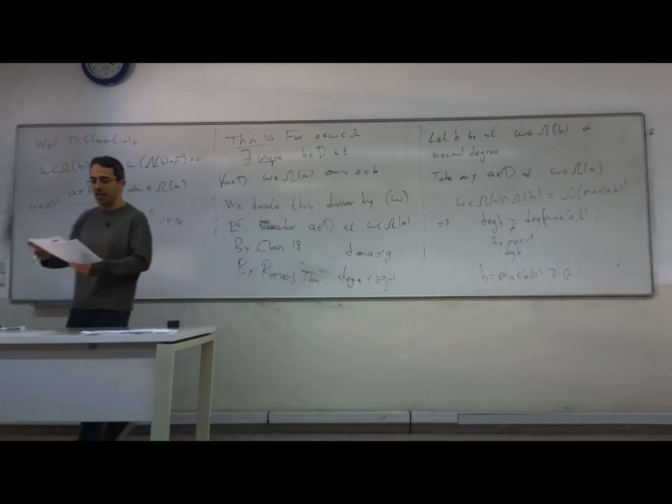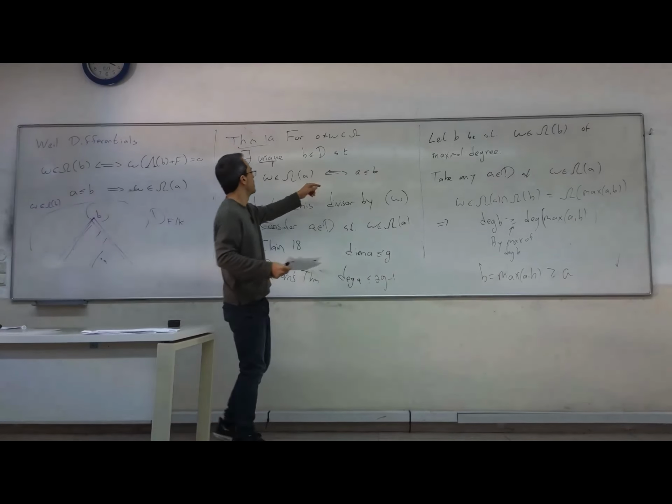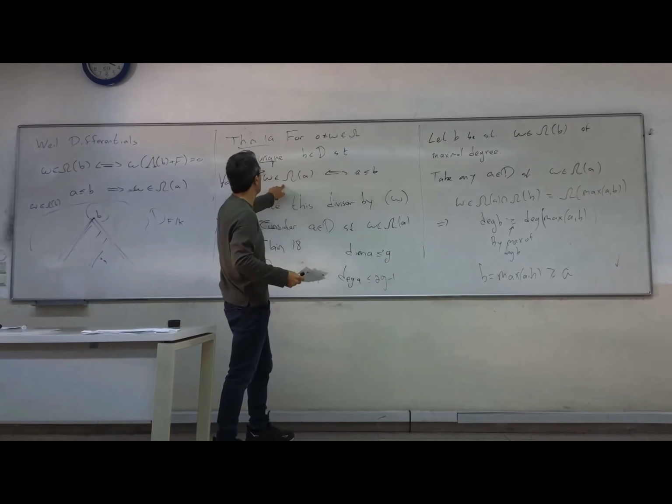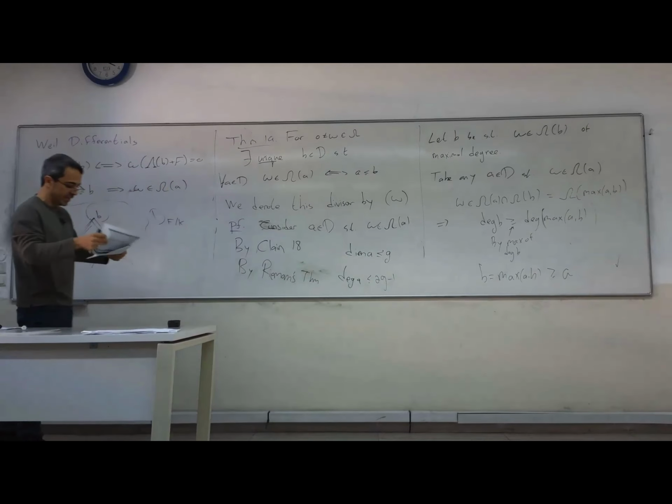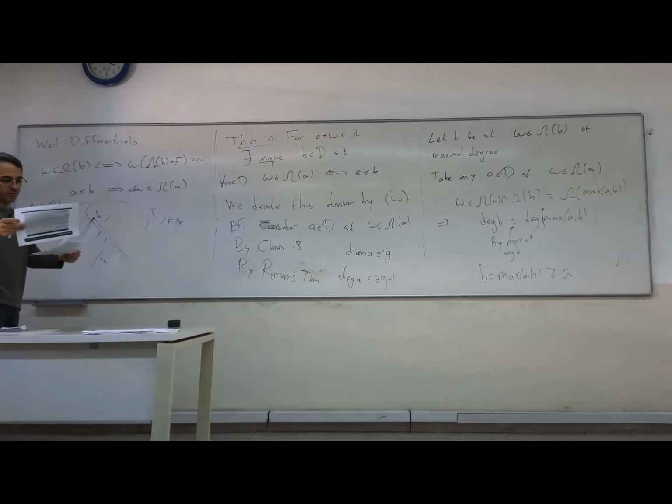That's the proof. I need to show if and only if, but that direction is obvious. If you know that, then you know that omega is in omega of A because it's in omega of B.